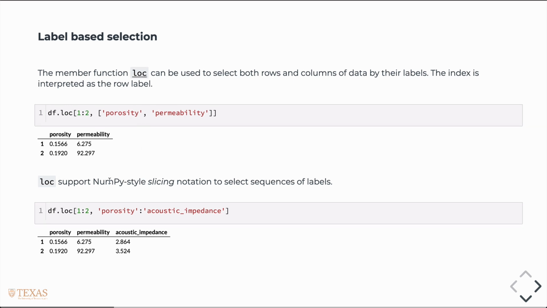Loc also supports NumPy style slicing notation to select sequences of labels. So again, we'll take from 1 to the indices, and also from porosity to acoustic impedance in the data frame. So if we go back and look at the original data frame, you'll see that in the order that they were originally, it was porosity, permeability, and acoustic impedance. So we can use this NumPy style slicing to get everything in between.